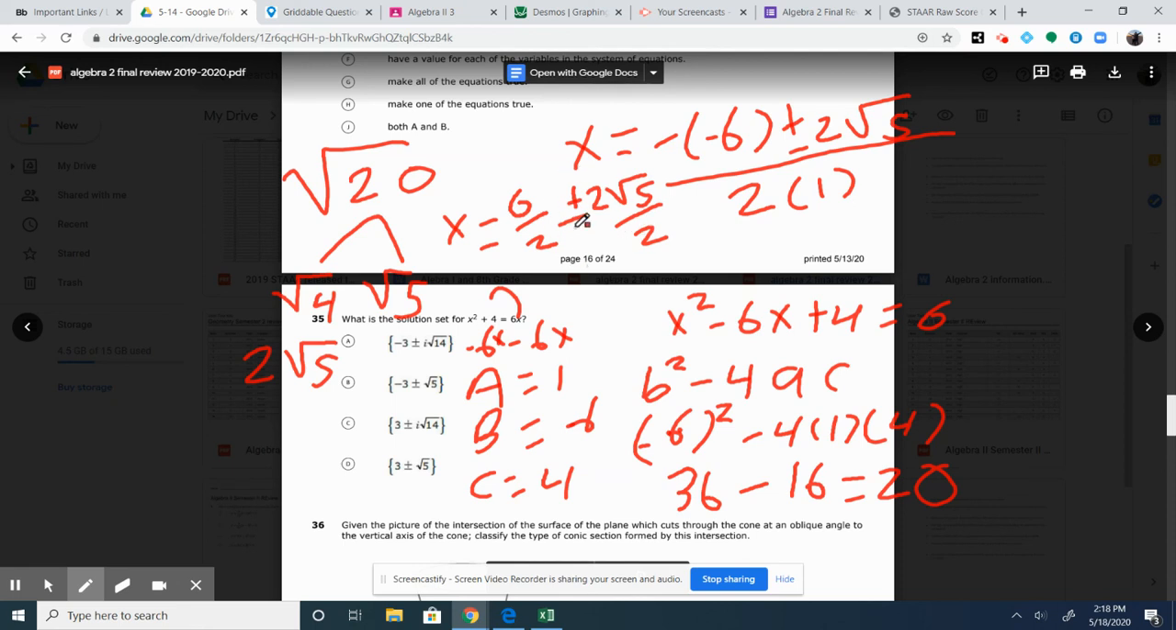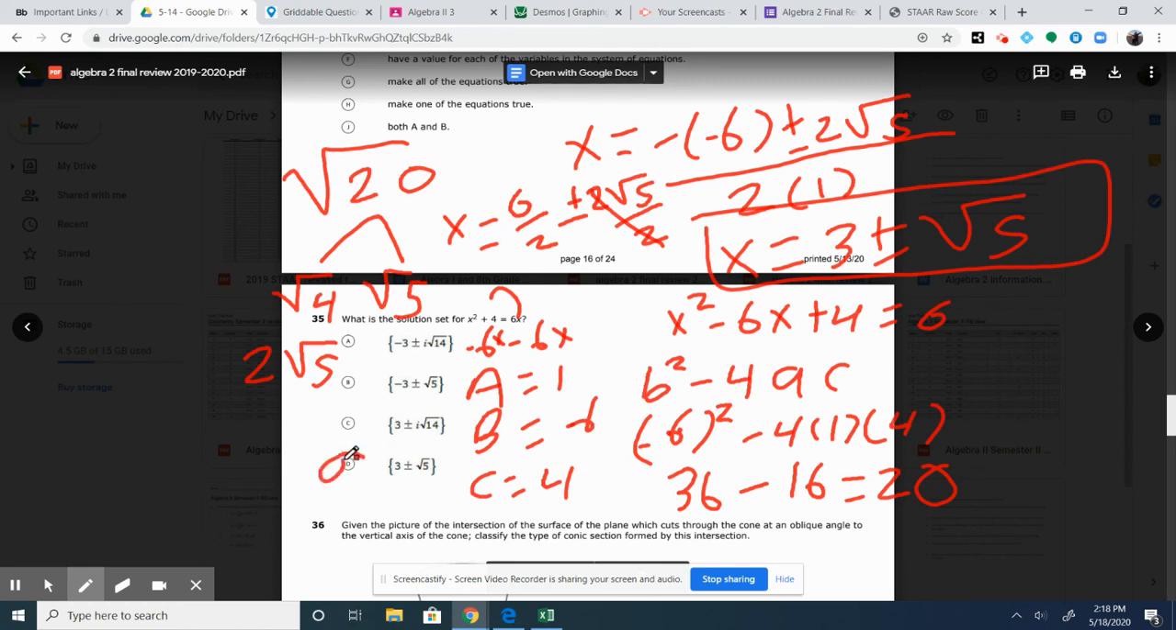So I just went ahead and split it into two different ones because I can simplify it now by saying 6 divided by 2, which means x equals 3, plus or minus, and then 2 and 2 cancel out, so we are left with square root of 5. So our answer would be D.